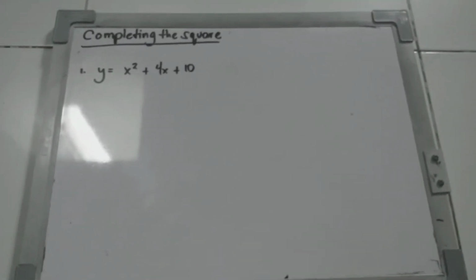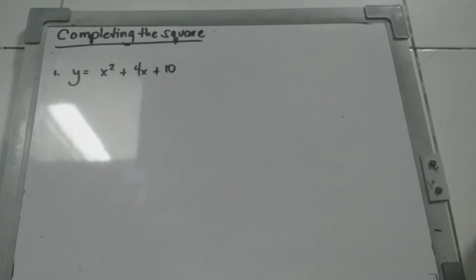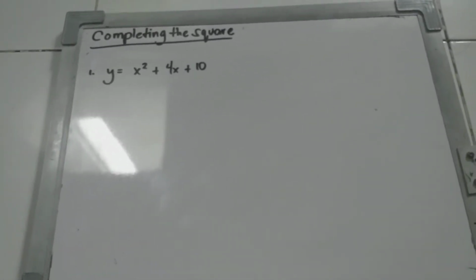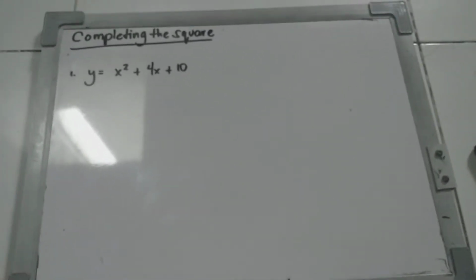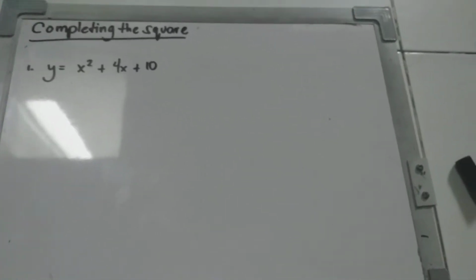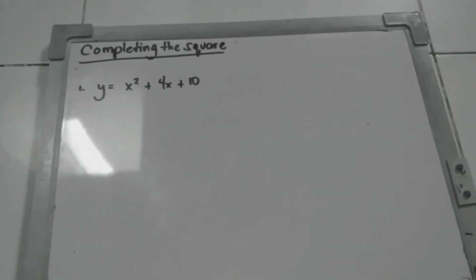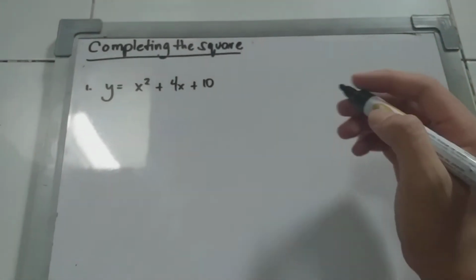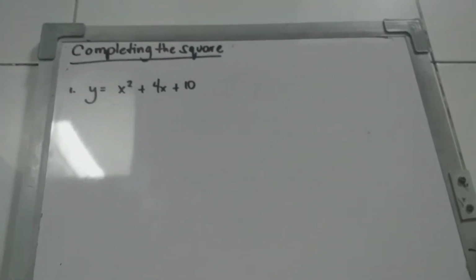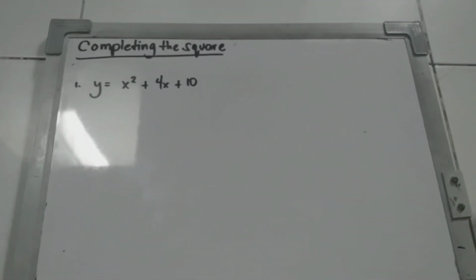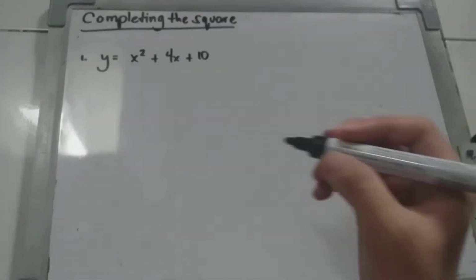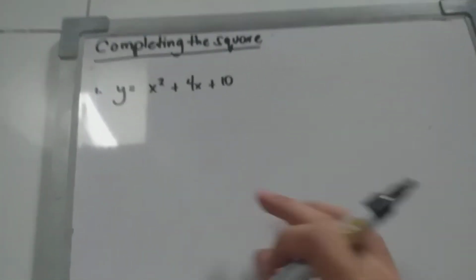Today we're going to talk about the completing the square method. So this is still talking about how to turn a quadratic function into its quadratic vertex form using the completing the square method. A while ago we were using h and k. Now we are going to use the completing the square method. So to do the completing the square method, here's our example.